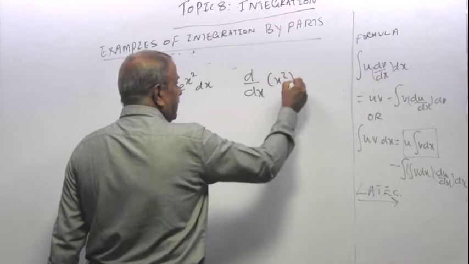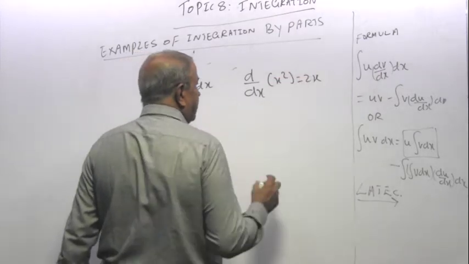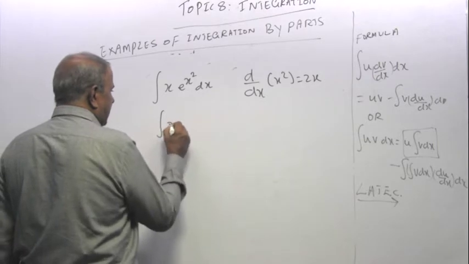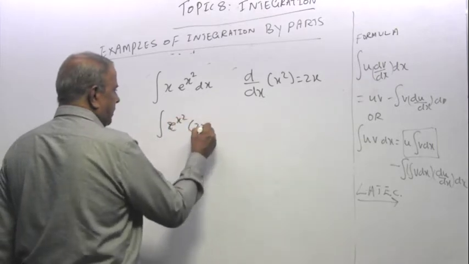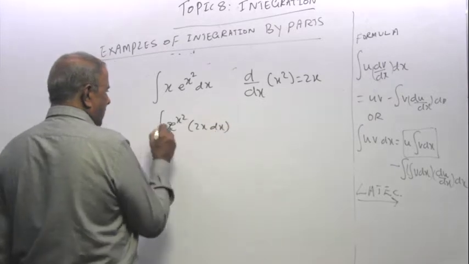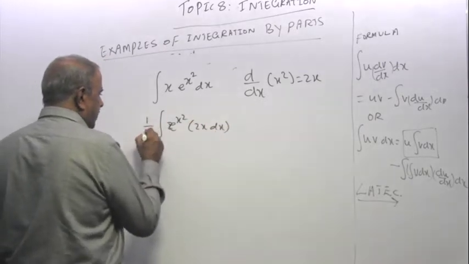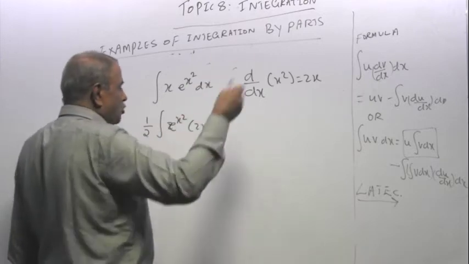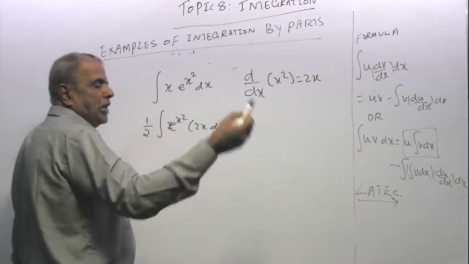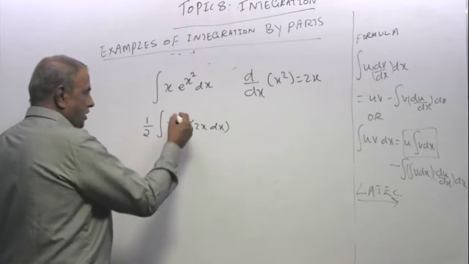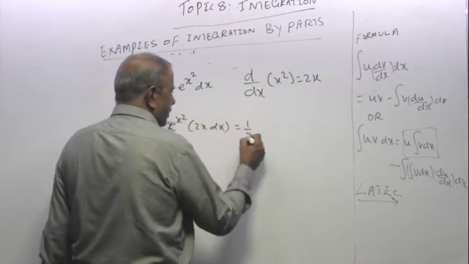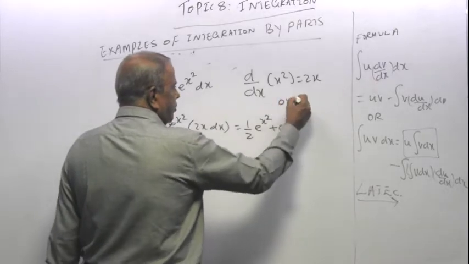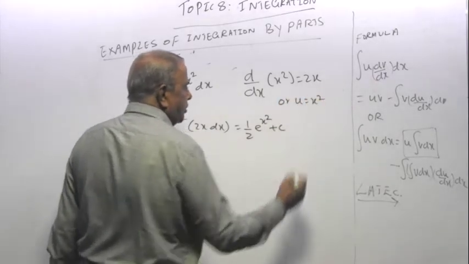d by dx of x squared is 2x. So I need a 2x, so I'll write integral e power x squared times 2x dx. I introduce a 2, so I divide by a 2. Now, if you call u as x squared, it becomes e power u du. E power u gives you e power u, so it is half e power x squared plus c. Otherwise use u equal to x squared. I don't want to do it.